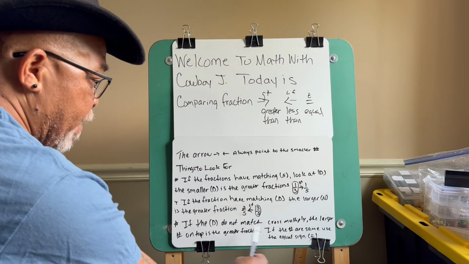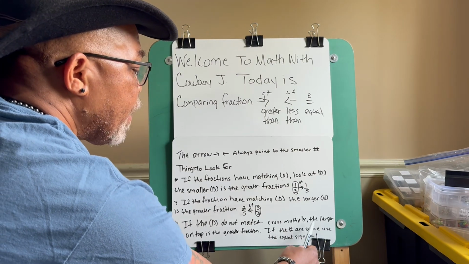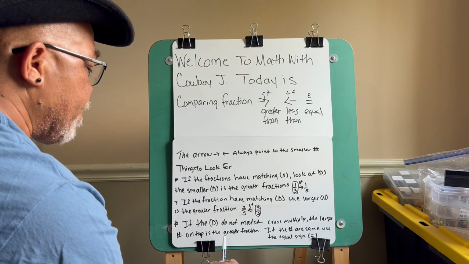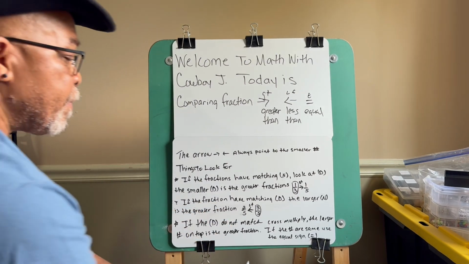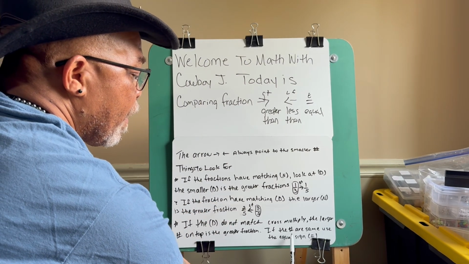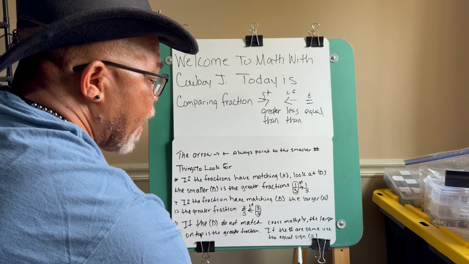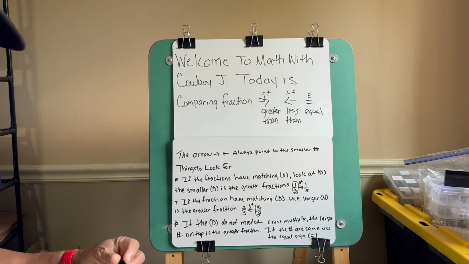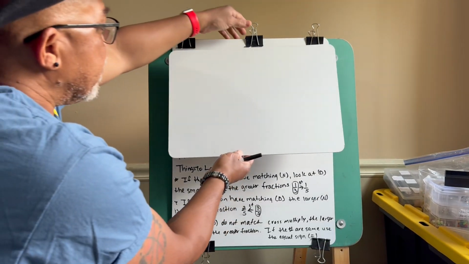If the denominators do not match, cross multiply. The larger number on top is the greater fraction. And I'll give you an example of that because I didn't have enough space. If the numbers are the same, use the equal sign. So there we go. We're going to do examples of all three. So I'm going to put it up here.